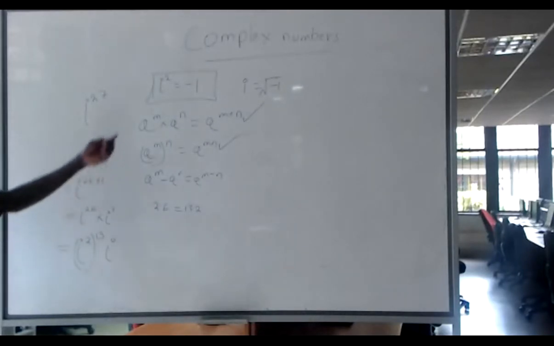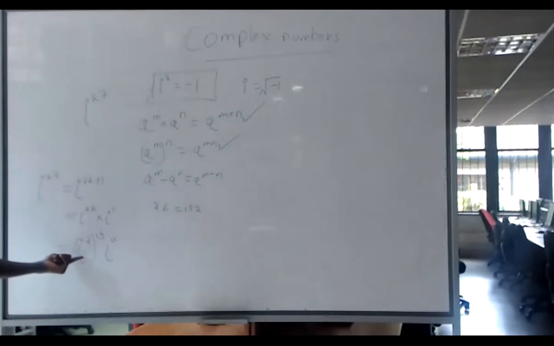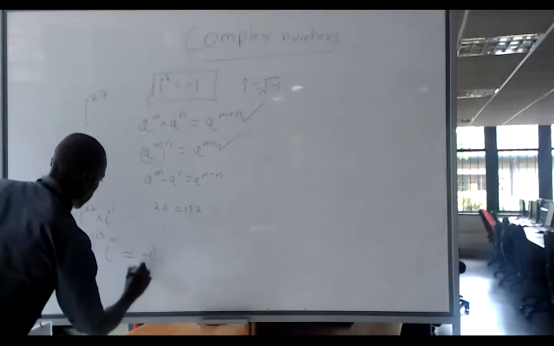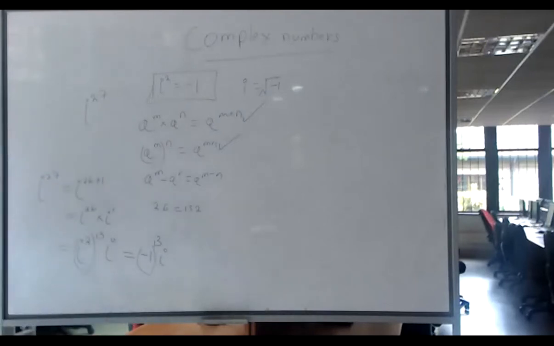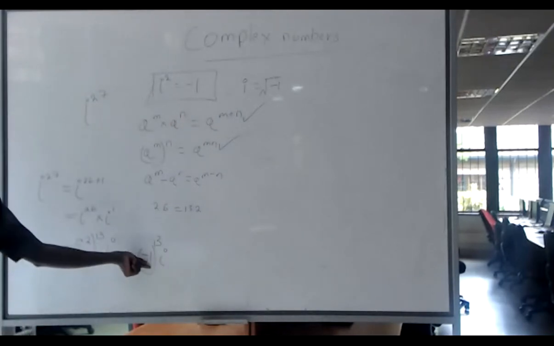And then we know that i squared is minus 1. So this i squared that we have inside here is simply minus 1. So this is simply minus 1 raised to power 13 times i, where the minus 1 is i squared that we have inside. I'm looking for what I know. I know that i squared is minus 1.